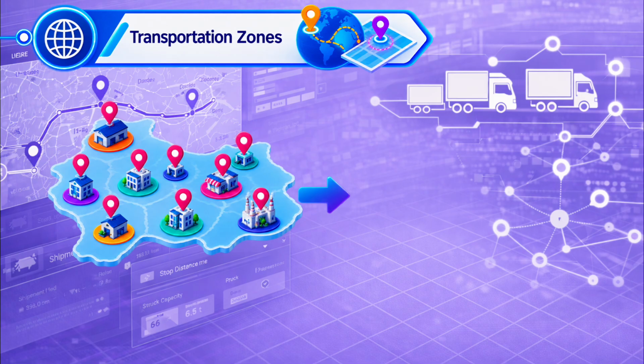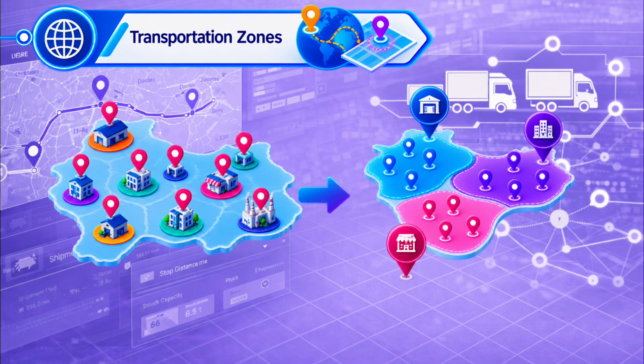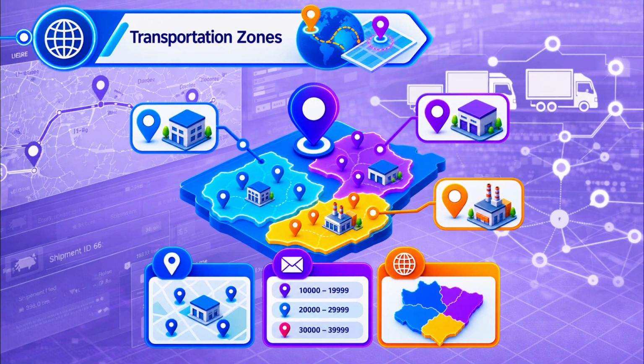Transportation zones. Instead of maintaining transportation relationships for every individual location, SAP TM allows you to group multiple locations into transportation zones. For example, several customer locations within the same region can belong to one transportation zone. Zones can be defined based on direct location assignments, postcode ranges, or regions. This helps reduce the amount of master data that needs to be maintained. Transportation zones can then be used when defining objects such as transportation lanes.